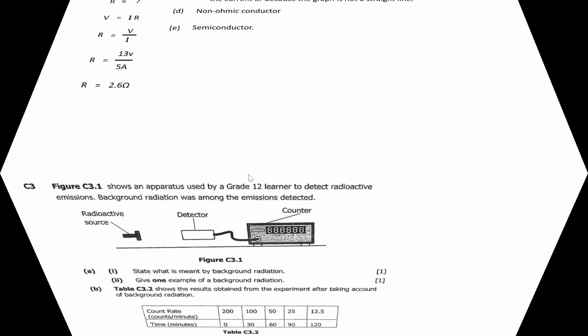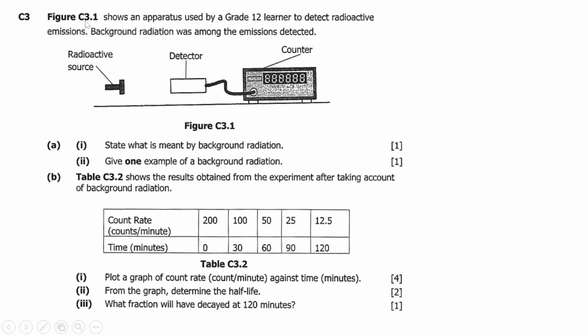Then we move to the next question, C3, which says figure C3.1 shows an apparatus used by a grade 12 learner to detect radioactive emissions. Background radiation was among the emissions detected. So here, radioactive source, here detector, counter. Then A part 1 says, state what is meant by background radiation and give one example of background radiation. C, table C3.2 shows the results obtained from the experiment after taking account of background radiation. Okay, count rate, counts per minute, these are the values. Time, minutes, these are the values.